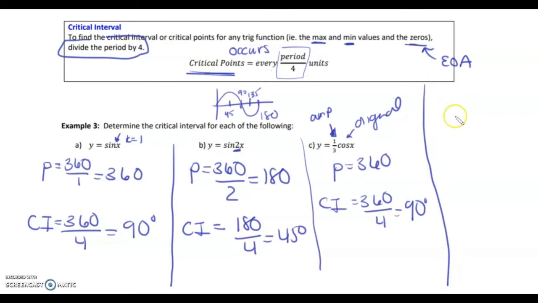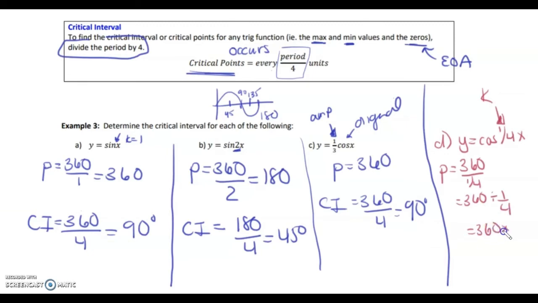So to actually extend onto this, what if we had, and I'm just going to add a d here, cos of 1/4 x? How would we do that? Well, again, the period is 360 divided by the k value. And the k value is directly what we see in the equation. Well, 360 over 1/4, we can't really do that. So what we're doing is 360 divided by 1/4, which is 360 multiplied by the reciprocal. And I believe we get 1440.